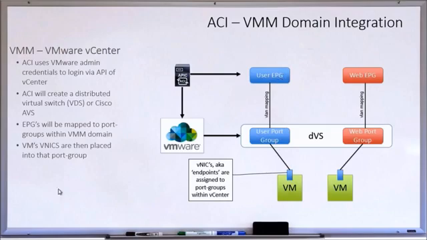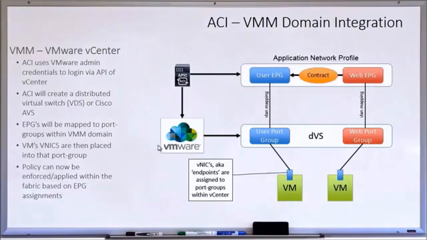Make sense? Now again, if we had these two VMs, even though they were attached to the same DVS, if we wanted to allow communication between those two, we'd have to have some sort of contract in place, and that's going to require an application network profile. We'd have to be providing it from the web EPG, consuming it from the user EPG, in order to allow communication from this EPG through here and down to this specific VM. So again, we still have to have those basic constructs in place in order to allow that communication.